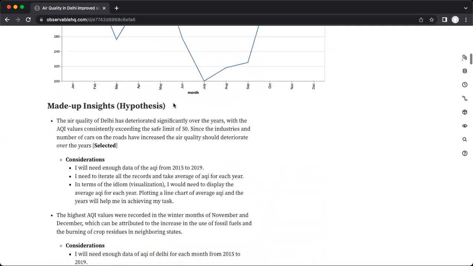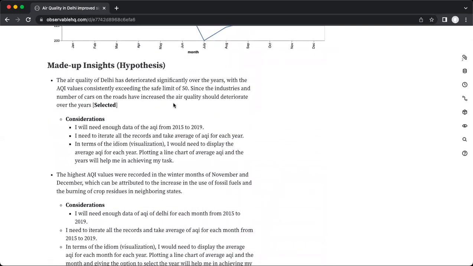In my visualization, one of the hypotheses was that the air quality has been deteriorating significantly over the years and has exceeded the safety limit of 50, since the number of industries and the number of cars on the roads have increased. For this, I will need enough data for the air quality index. I need to read through the data and calculate the average air quality for each year. In terms of visualization, the best idiom for this could be a line chart.